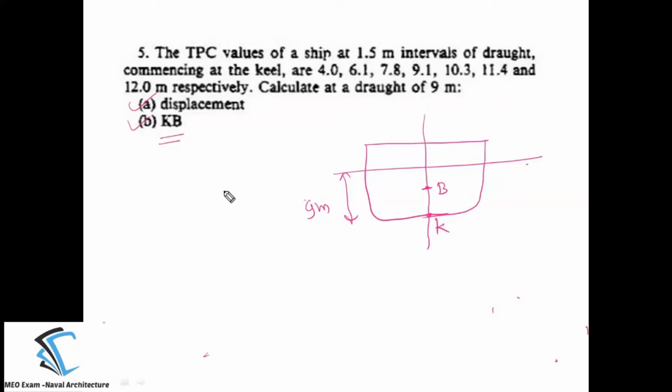The second sub question which is asked is finding the KB. Now what is the meaning of KB? KB is the distance between the keel to the center of buoyancy. So B is the center of buoyancy, K is the keel, and this distance we have to calculate. It means that you have to find out the centroid of the underwater volume, and measure it from the keel. That is called KB.